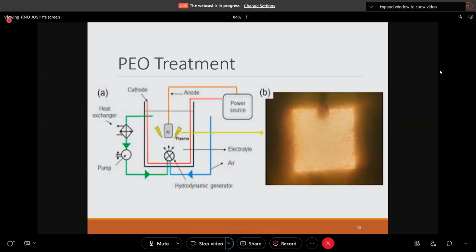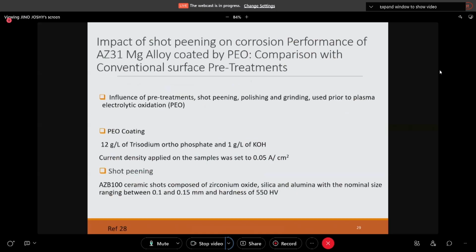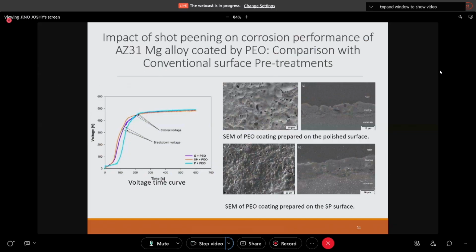In this study, they took samples. One sample they polished, and one sample they ground, which means they imparted some roughness on the material, and another sample they treated with shot peening. All these samples were taken for this coating method. What they observed was, here a voltage versus time curve was given, which represents how the process is happening, how the voltage varies across time, because we are applying a current. Basically, with current there will be voltage changes happening, and we plotted the voltage versus time.